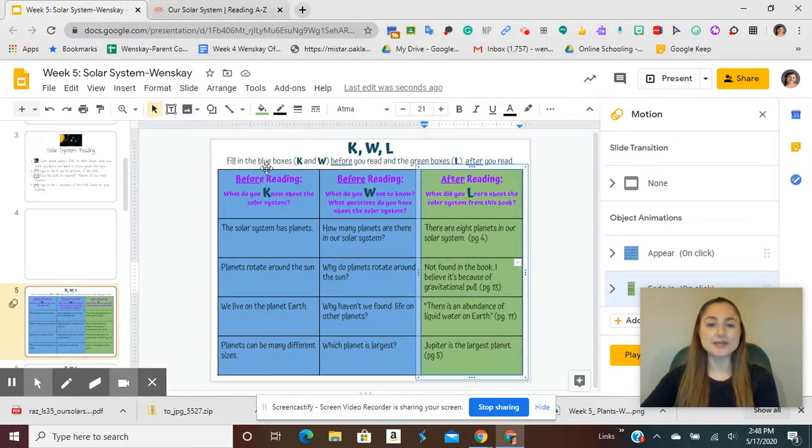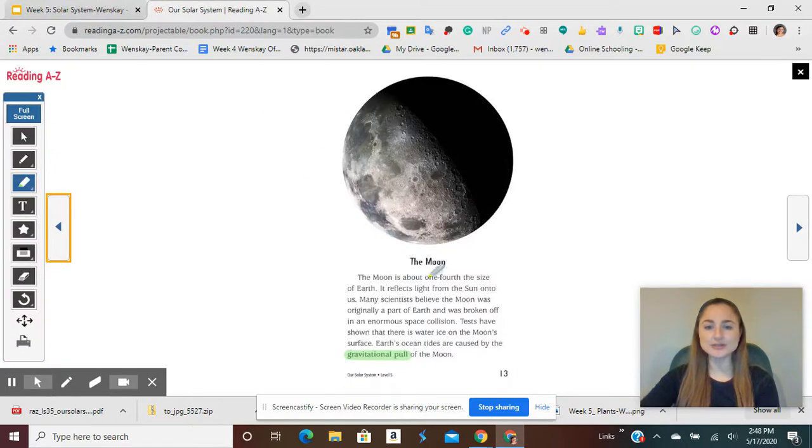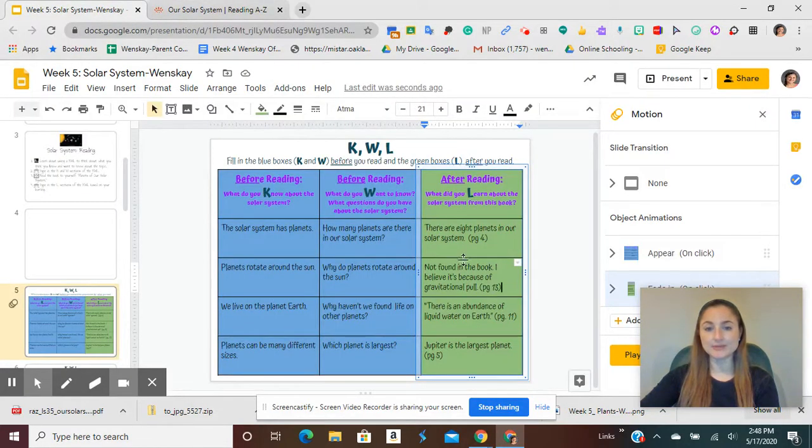So it says, why do planets rotate around the sun? And on page 13, they were talking about the moon, and they said something about gravitational pull. And I realized that I think that the sun has a gravitational pull, and that is why the planets rotate around. So I just wrote, I believe it's because of gravitational pull, and I put the page that I thought helped answer my question a little bit.